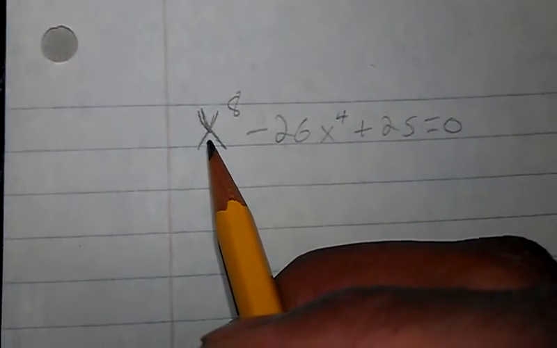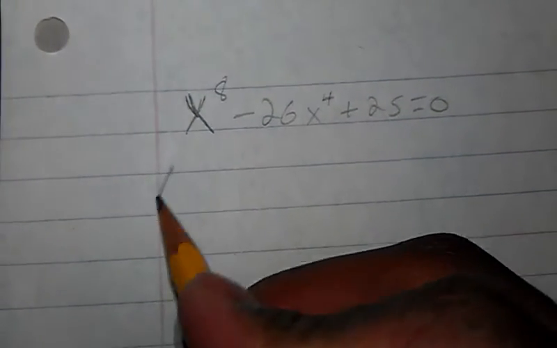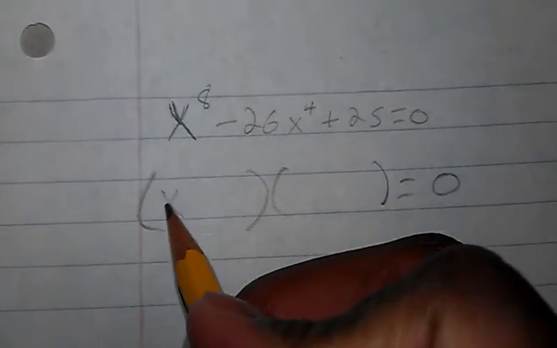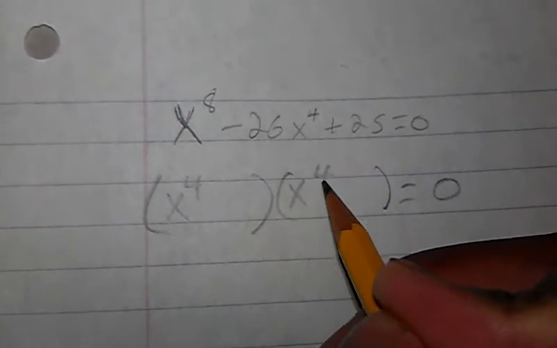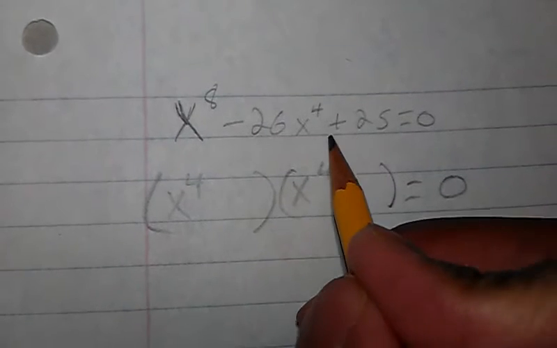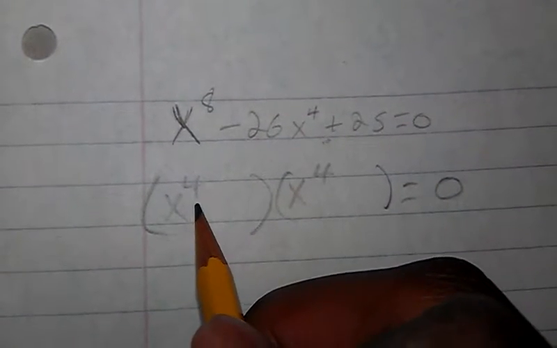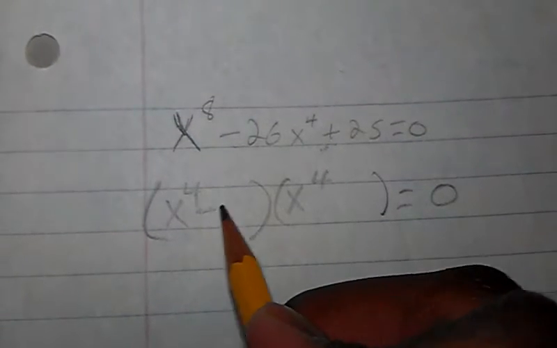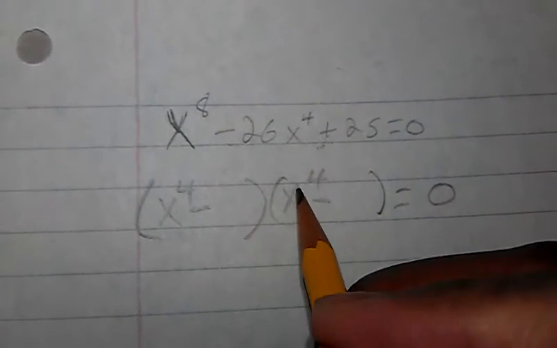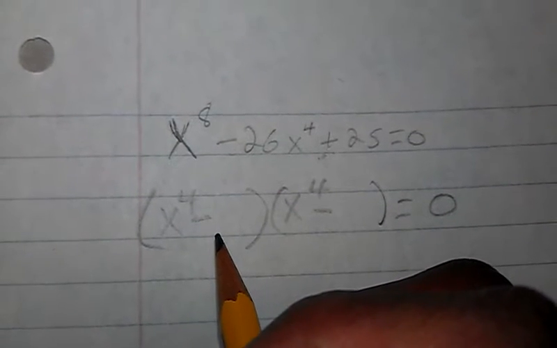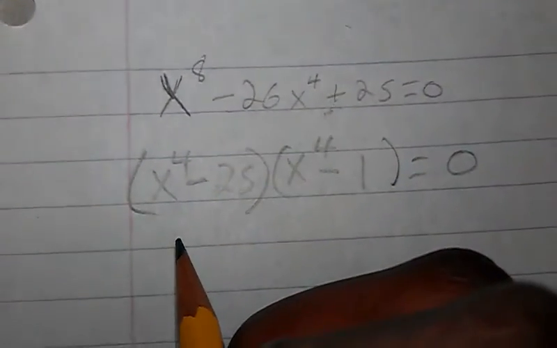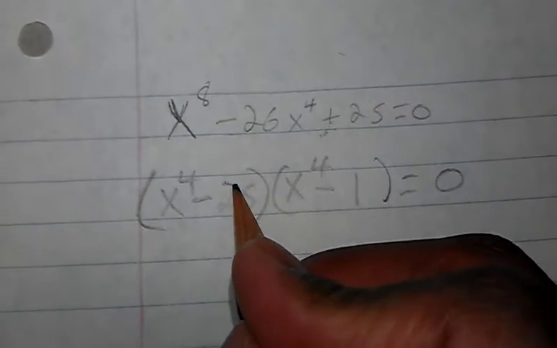So here we go. Well, first thing I see is this x to the 8th, and I can group it into two terms. X to the 4th power here and x to the 4th power here. I have a positive sign here, so that means I'm going to have a negative sign here. What gives me positive? Two negatives. And factors of 25 that give me 26. What about 25 and 1? That looks like it, right? 25 and 1.